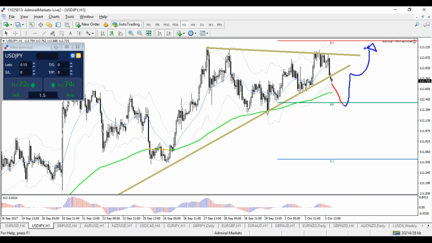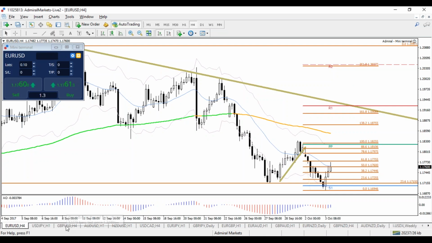All right, so that's a bit about the dollar yen. Now there's no trade in my view, and just to summarize, the reason is because price is trying to break through a support line, is showing bearish momentum, but is still in an uptrend. So at this moment, I don't like to trade it either way.